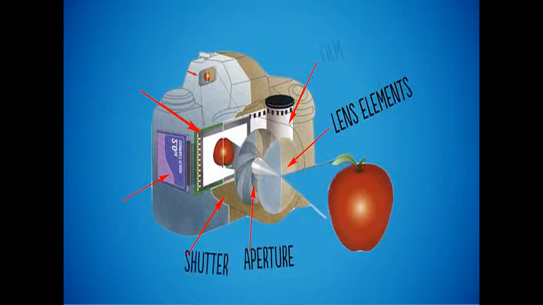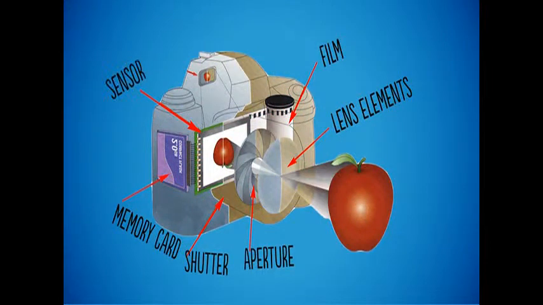When you press the button to take the photograph, an aperture opens and the light streams into the lens. This is the same process as with a film camera. But that's as far as the similarities go.